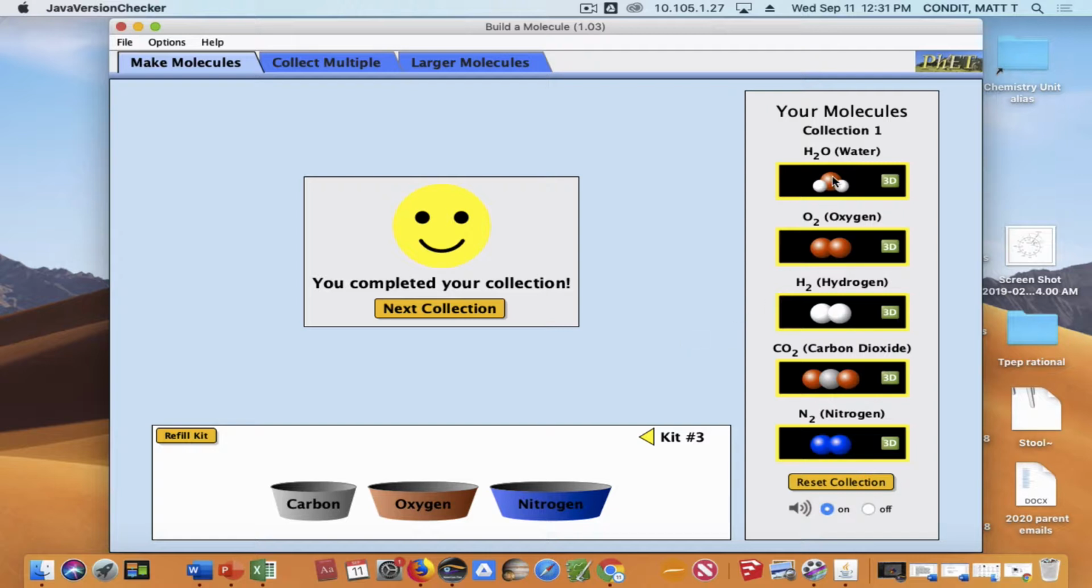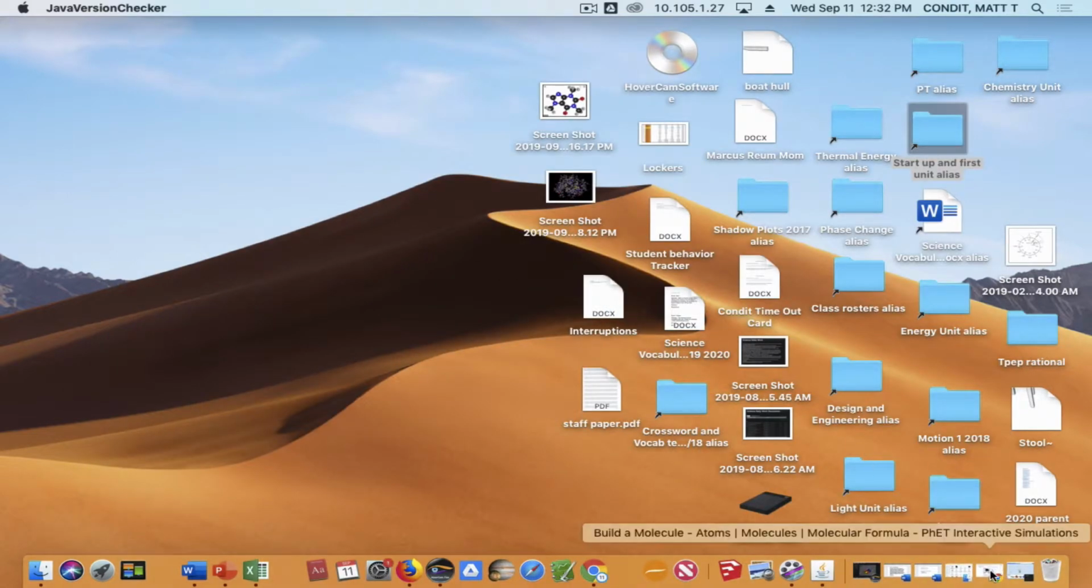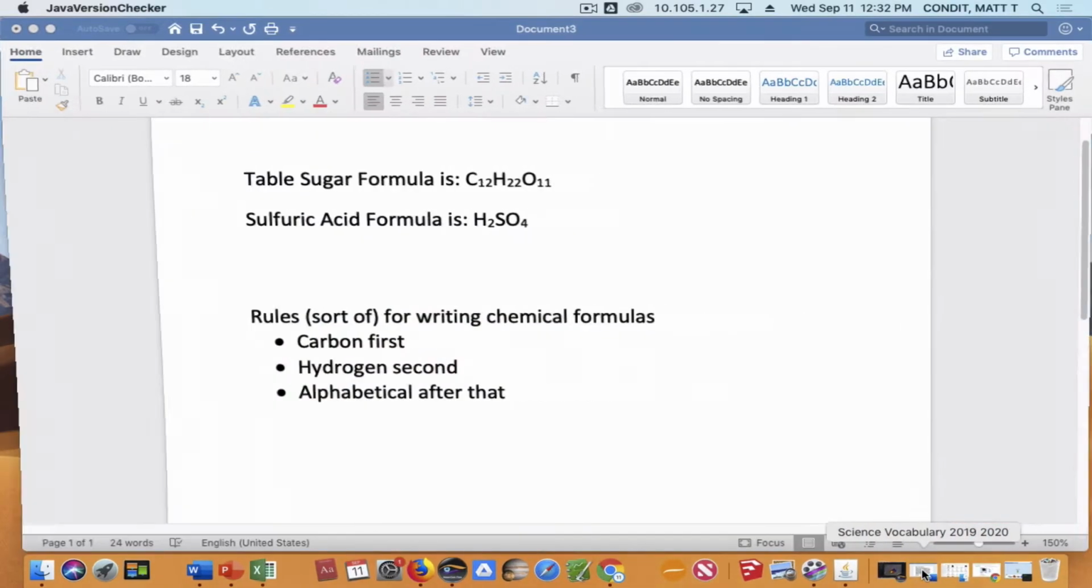Now, these are all very, very simple molecules. Molecules get larger, and here's an example of a larger molecule, chloromethane. What we're going to want you to do for this is be able to write a formula for these, or from a formula be able to say, hey, these are the atoms that are in it, and here's how many atoms there are, or here are the different elements that are in it. Now when you're writing those things, we're not going to be too picky even about one part.